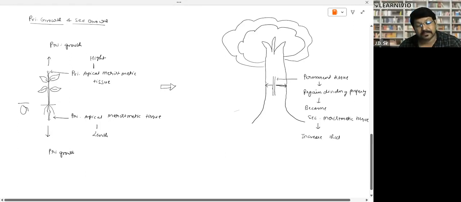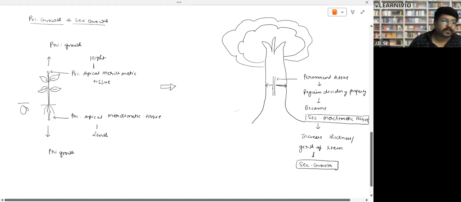These secondary meristematic tissues will divide and they will increase the thickness or girth of the stem. Because this growth has been generated by secondary meristematic tissue, we call it secondary growth. So increase in the thickness of the stem is called secondary growth.